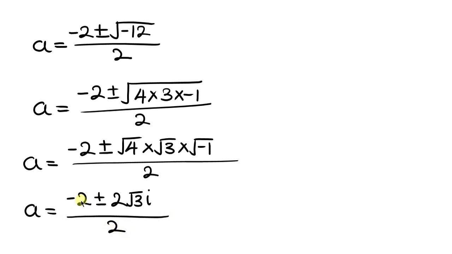Now notice that from the numerator, 2 is actually common. So we have to factor out 2, making A to be 2 out, open bracket, negative 2 divided by 2, we have negative 1, plus or minus 2 root 3 i divided by 2, we have root 3 i.